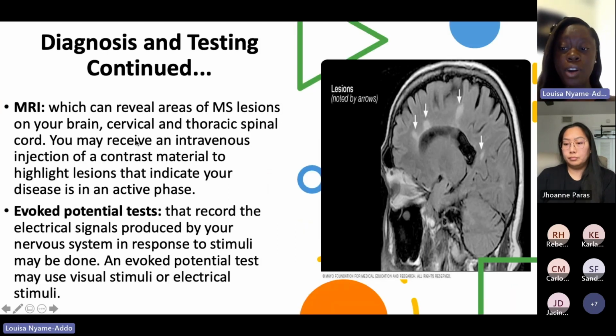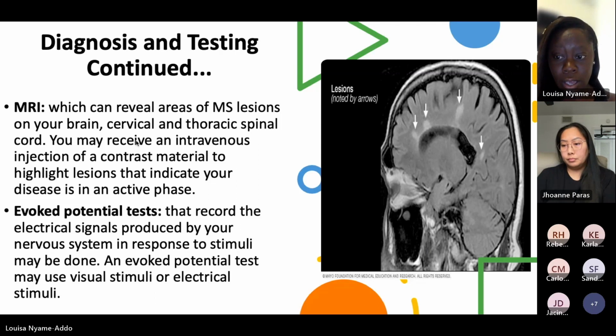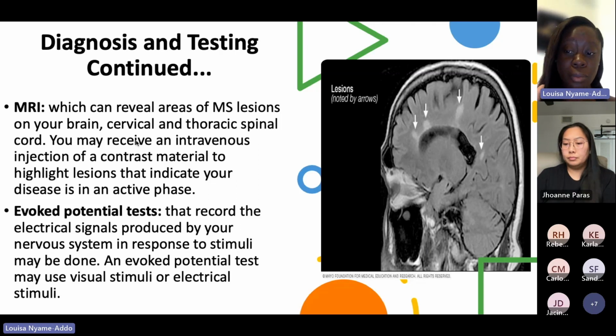The next is an MRI. An MRI can reveal the areas of MS lesions on your brain that I talked about before. You may receive an intravenous injection of a contrast material to highlight the lesion on your brain, and that will indicate your disease in its active phase. So as you can see on your screen, there's a picture with arrows depicting where the lesions are.